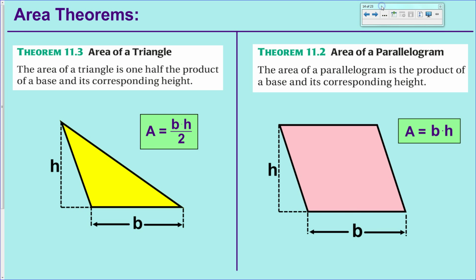So that works out to be two area theorems, 11.3 and 11.2. Not necessarily in that order, apparently I reversed them. But the area of a parallelogram is simply base times height, where the height is how tall the parallelogram is, and the area of a triangle is base times height divided by 2, or 1/2 base times height, or 0.5 times base times height. Your choice. There it is for you.